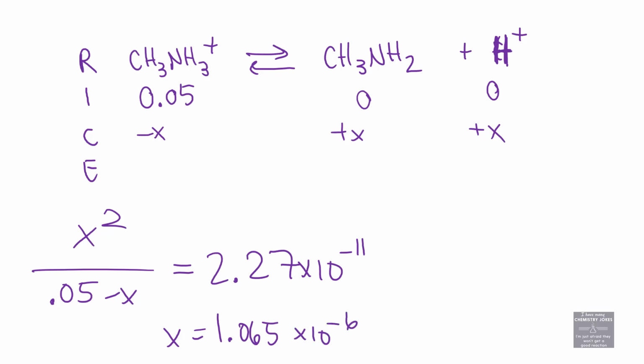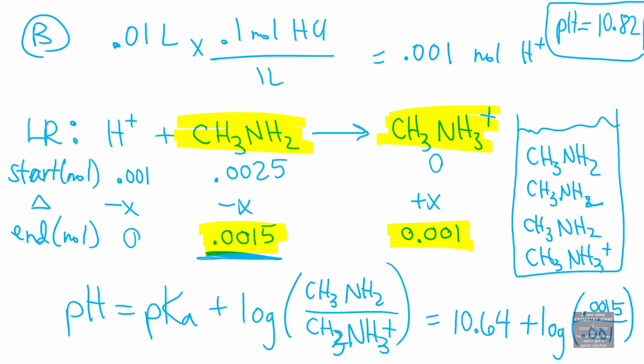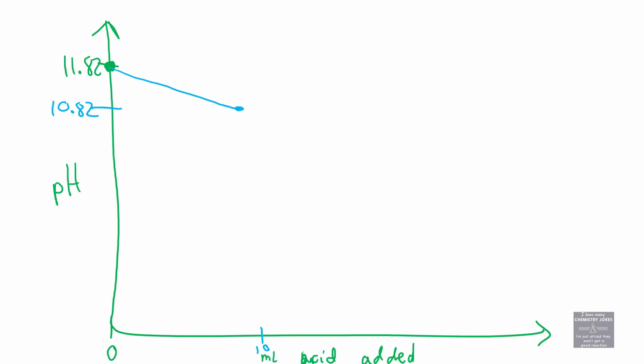So my concentration of H plus is X, 1.065 times 10 to the negative 6. Negative log of that thing equals pH equals 5.97. Ooh, isn't that lovely? 5.97. Okie doke. We go back to our handy dandy plot.